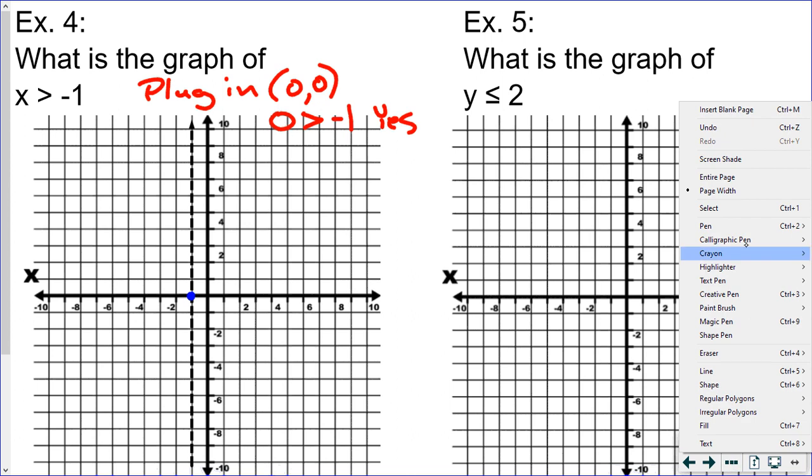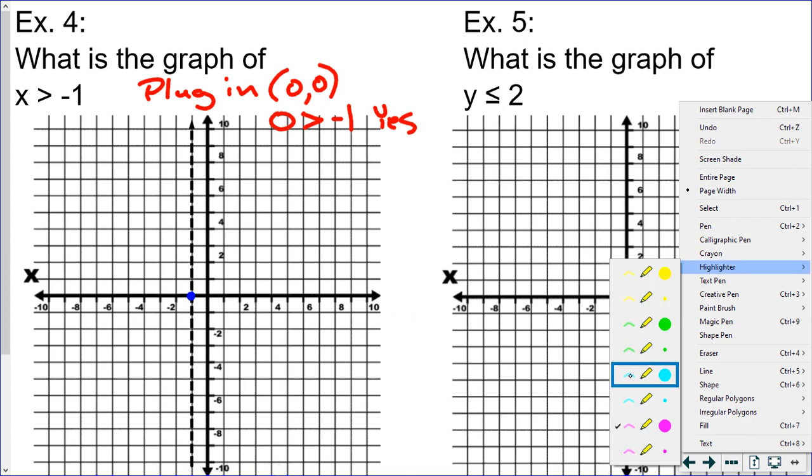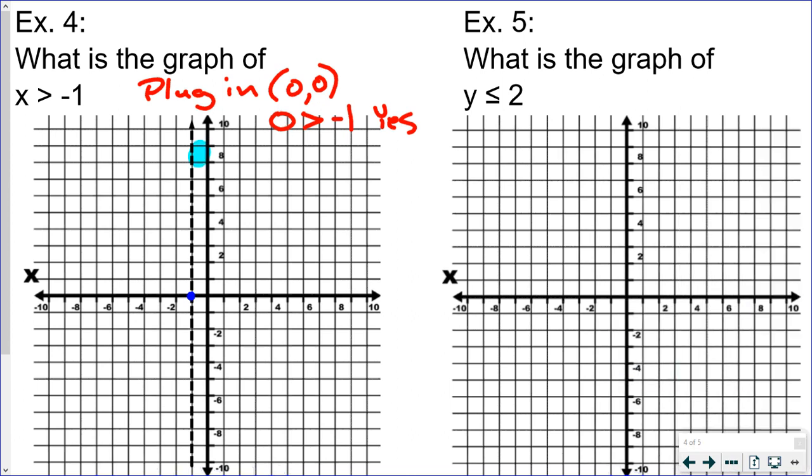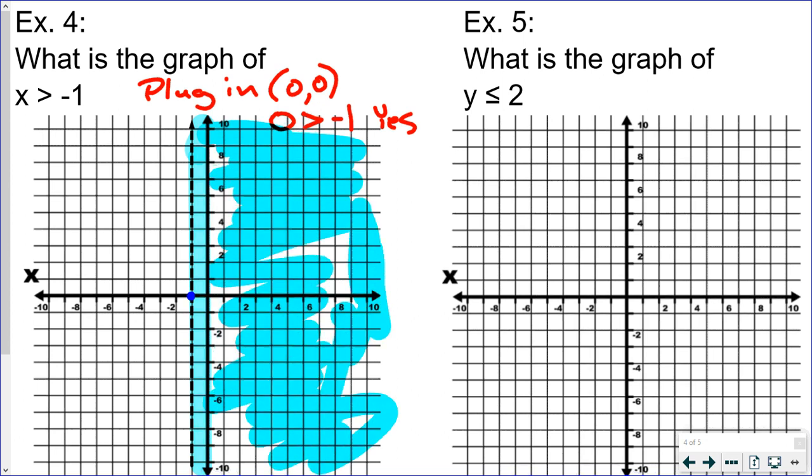Let me get my highlighter. We're shading over here. And it's a dashed line, which means that points on the line are not solutions. The only solutions are any of these points over here. I'm getting tired of shading, so I'm getting messy. Hopefully my students will do better than me. So any point over here to the right of the line is a solution.